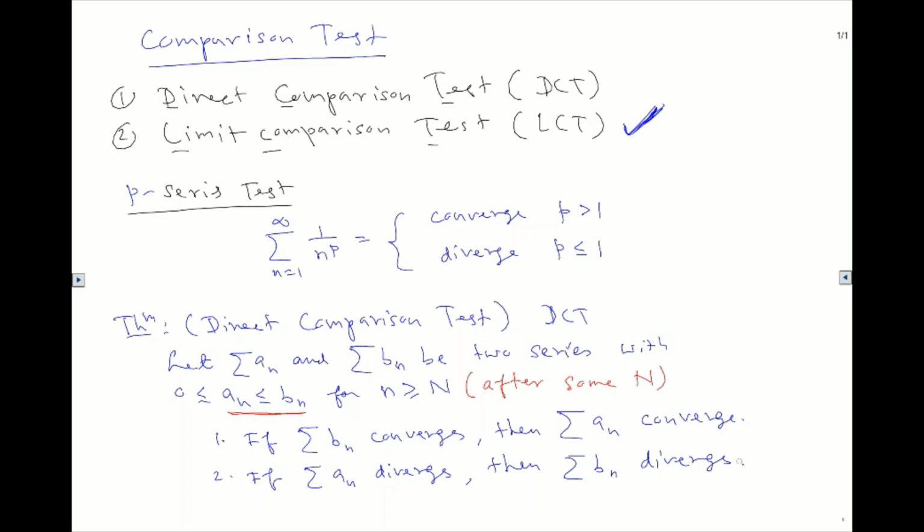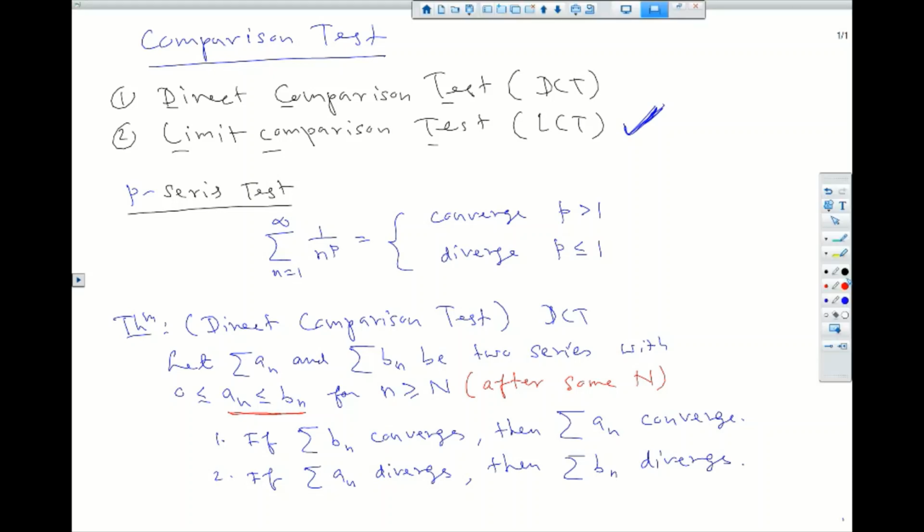So we assume that the terms a n are less than or equal to b n. That's the condition. In this case, if the larger one converges, the smaller one has to converge, and if the smaller one diverges, the larger one has to diverge. So remember the direction of this. Let's try to prove certain problems.